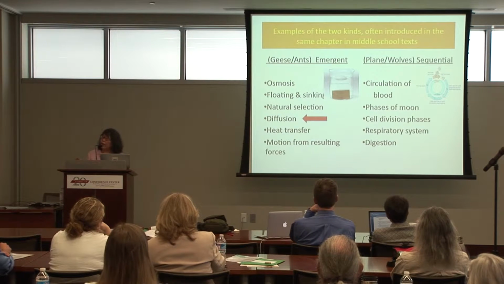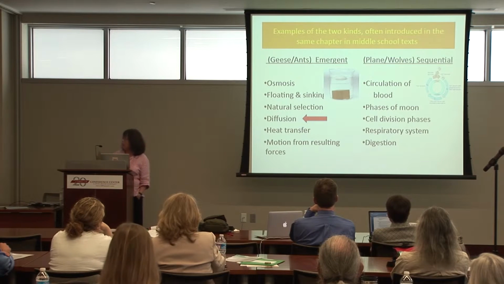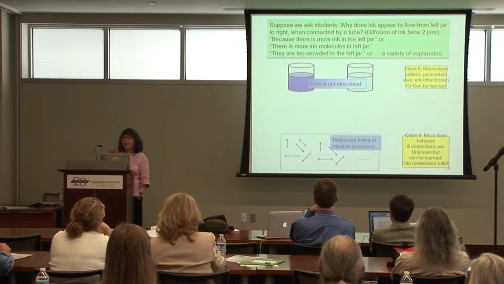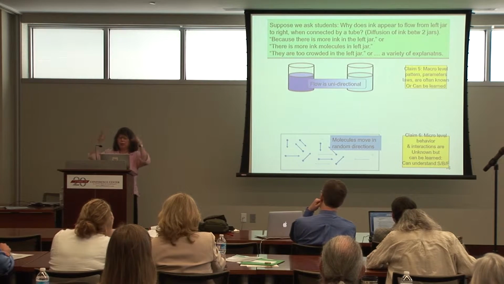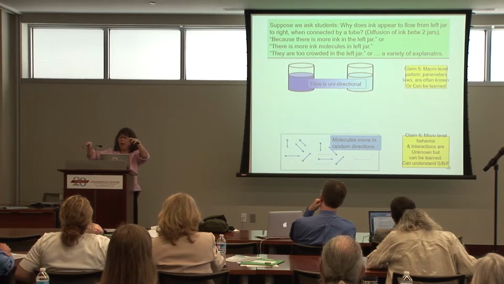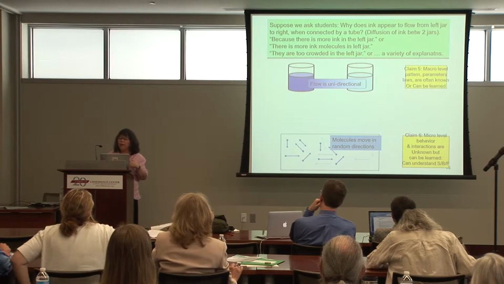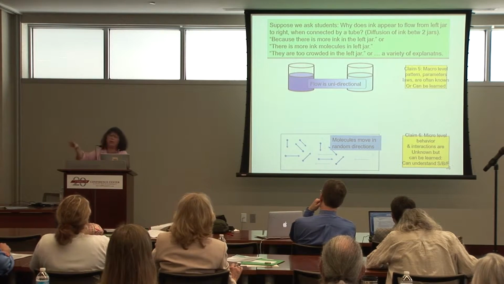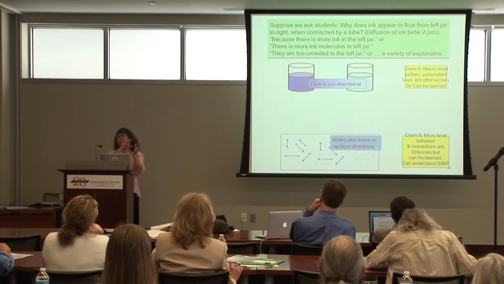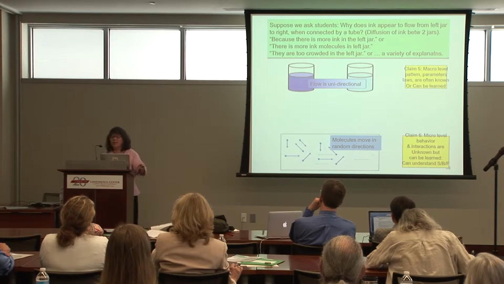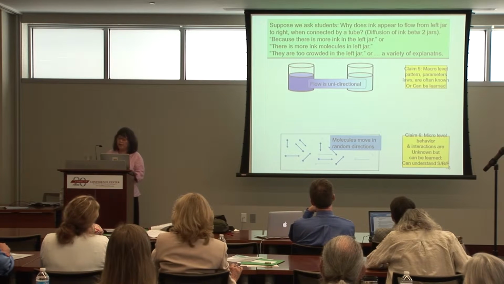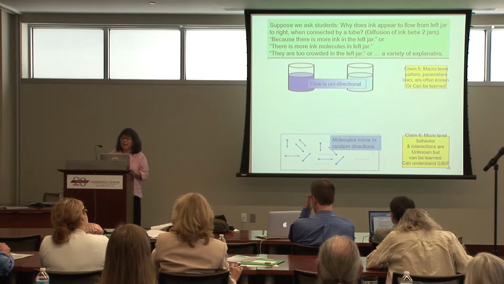So now I'm going to go into one example that we worked on, which is diffusion, which is introduced in the 8th grade. Suppose you ask students about this little setup: two vessels, one has ink and one has water. Why does ink appear to flow from the left jar to the right jar when you connect them with a tube? Perceptually you'll see a flow, and they'll give you a whole bunch of reasons. They could even say that there are more ink molecules. So it's not that they can't think about molecules. It's what it is about the molecules they think about.